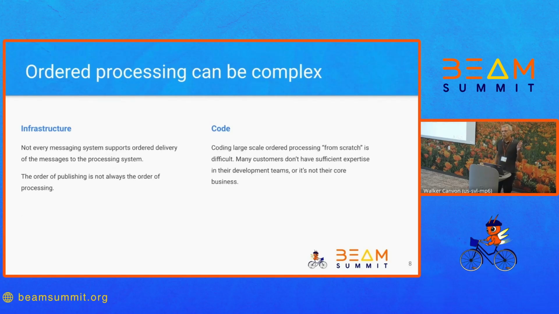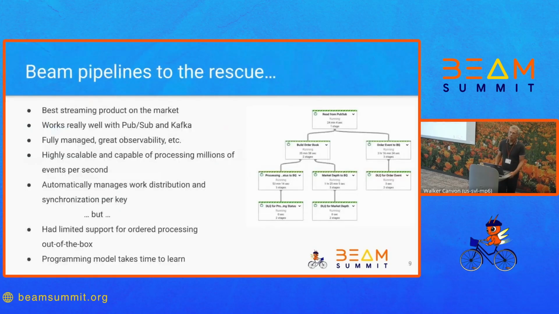Oftentimes, the order in which the event hits the messaging infrastructure is not the same order that needs to be applied. There could be delays and whatnot. So some internal order and sequence is important. And in terms of coding, to let individual developers and customers code large-scale order processing from scratch is difficult. It can be a daunting task, especially if you need to handle things like error recovery and reprocessing.